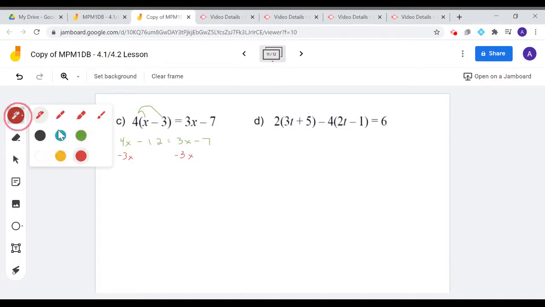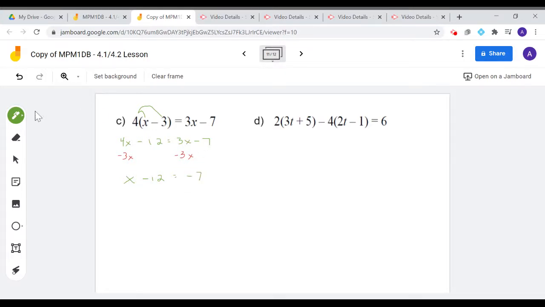left-hand side. When I do that, 4x minus 3x gives me just x. And the minus 12, nothing's happened to, it stays right there. On this side, 3x minus 3x gives me 0x, so I don't need to write it. And there's still a -7.